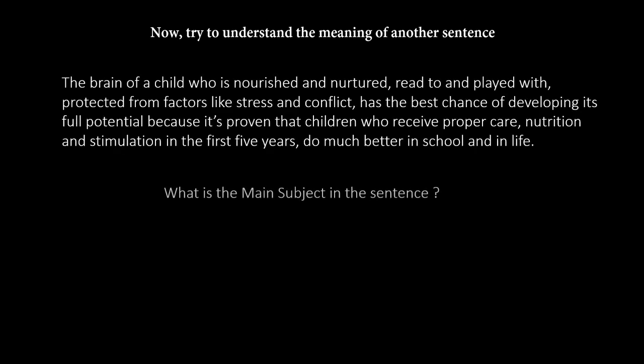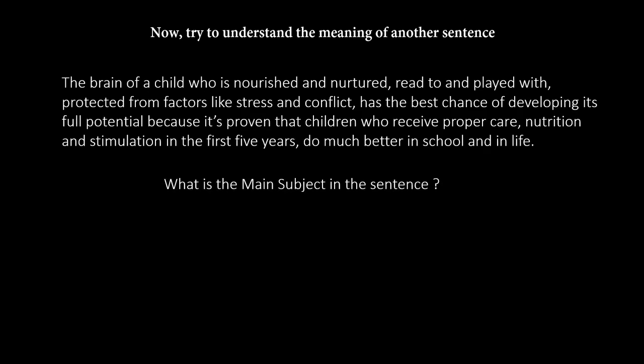Now, try to understand the meaning of another sentence. The brain of a child who's nourished and nurtured, read to and played with, protected from factors like stress and conflict, has the best chance of developing its full potential because it's proven that children who receive proper care, nutrition, and stimulation in the first 5 years do much better in school and in life.